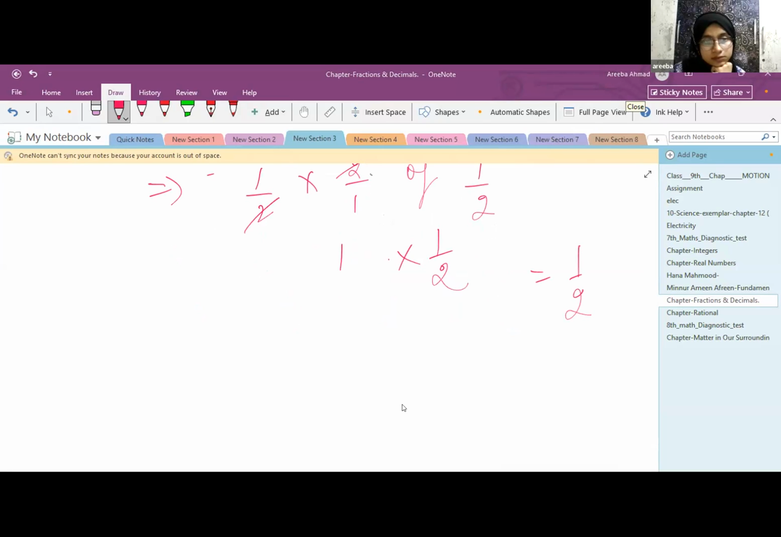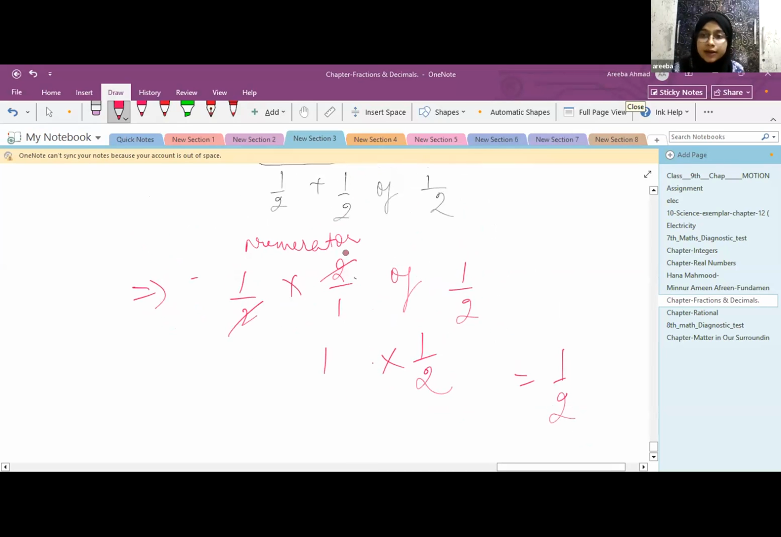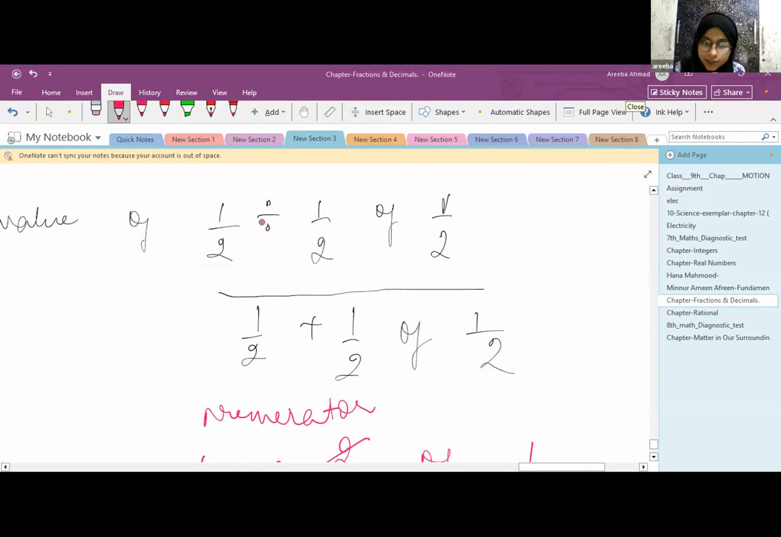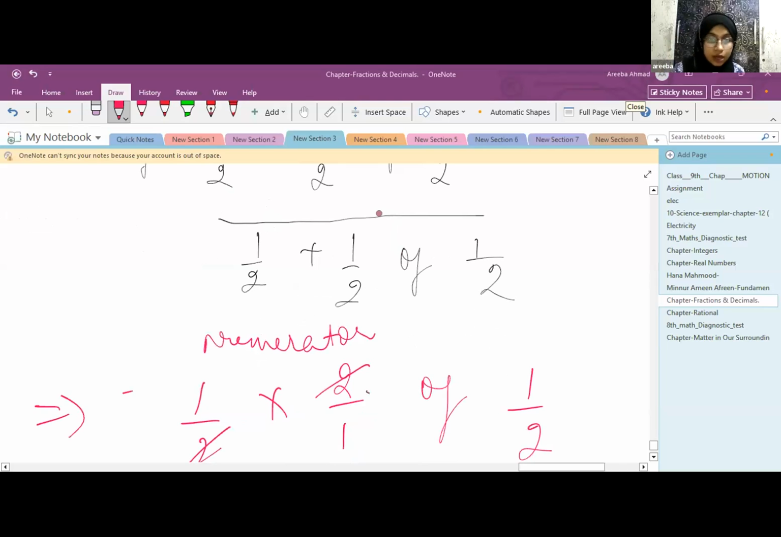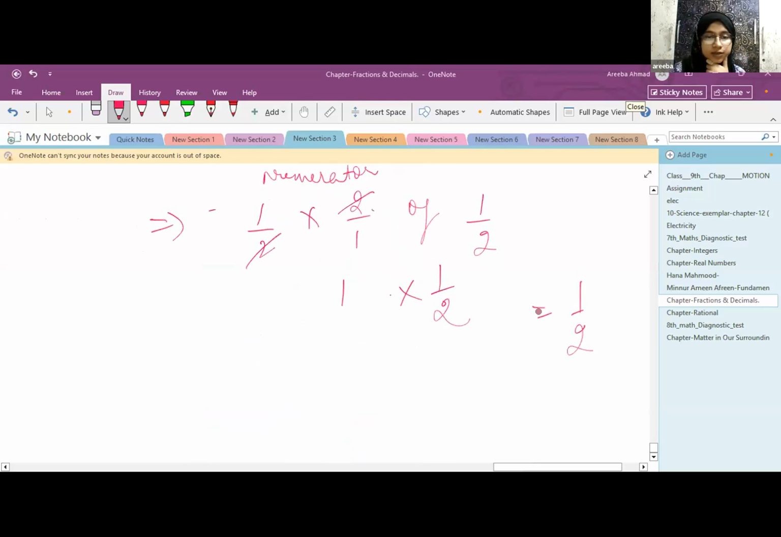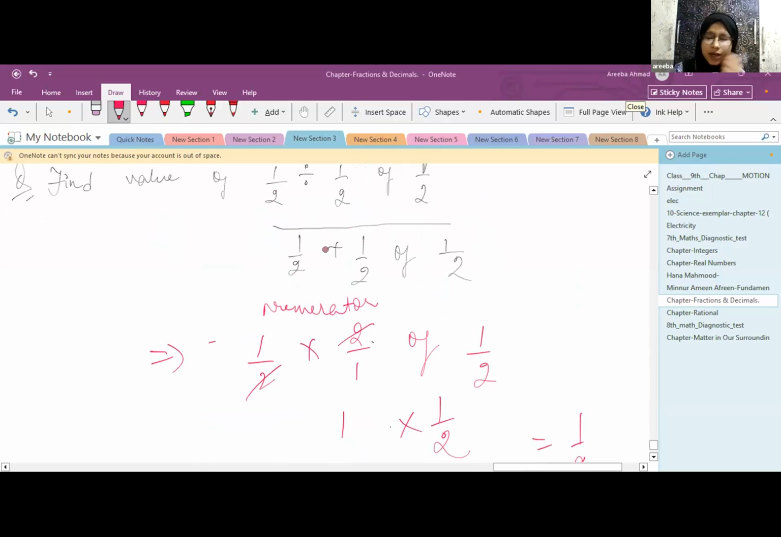Understood? I added instead of multiplying. See, this is the division sign. This is of. Of means multiply. Okay. Now you have got in the numerator 1 by 2. Correct it first. Done. Now what are you getting in the denominator?